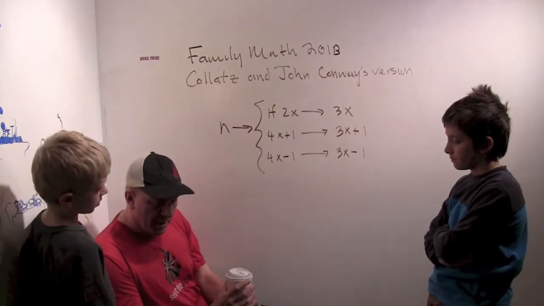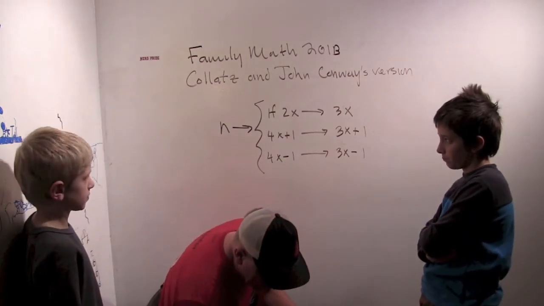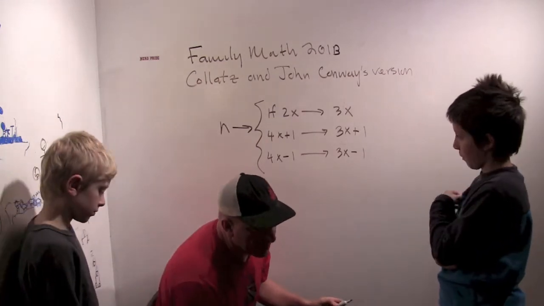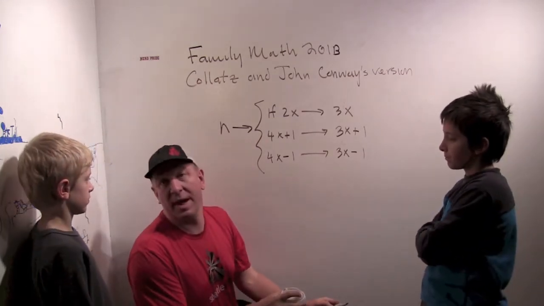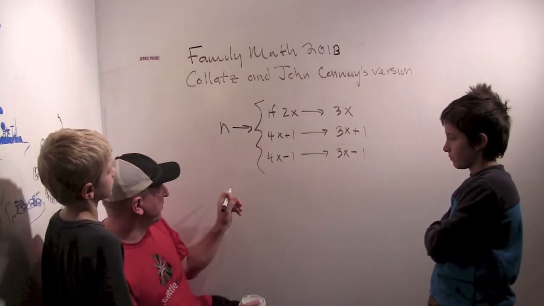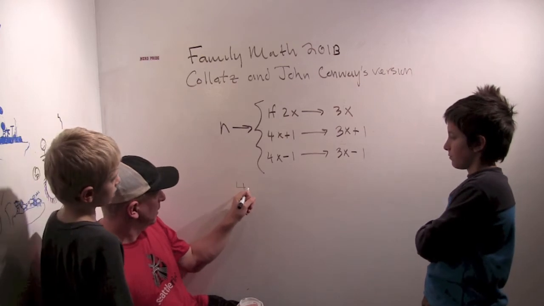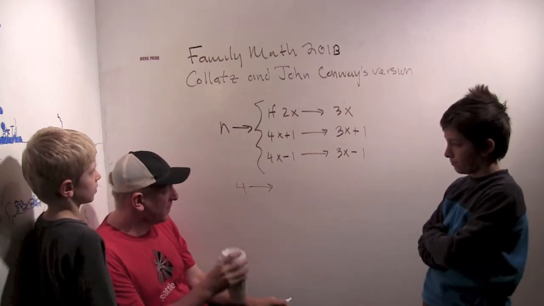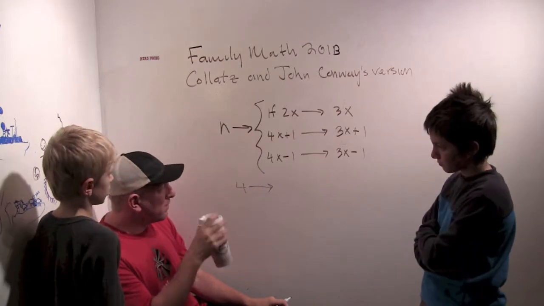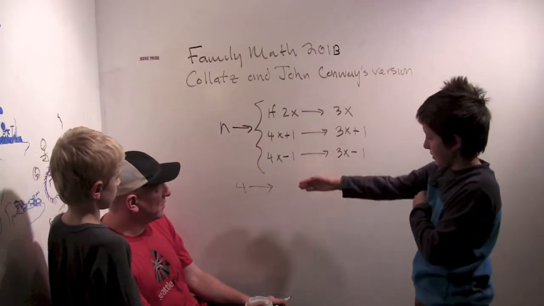Sure. Because this one has such strange behavior, I'm going to pick the starting point for this one, because this one doesn't always go back. This one behaves pretty weird, surprisingly. I'm going to start with 4. What does 4 go to? It looks like it goes to 2x. It's 2 times 2. So it goes to 6.